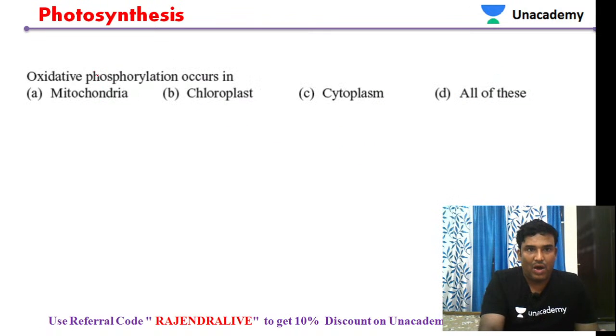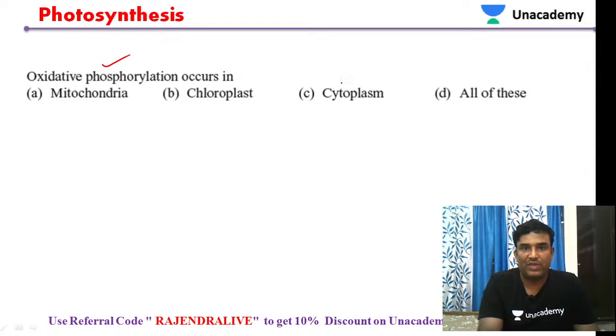Next, oxidative phosphorylation. Oxidative phosphorylation is a mechanism in which the oxidation of reducing power takes place to produce ATP. Such a process is called oxidative phosphorylation.